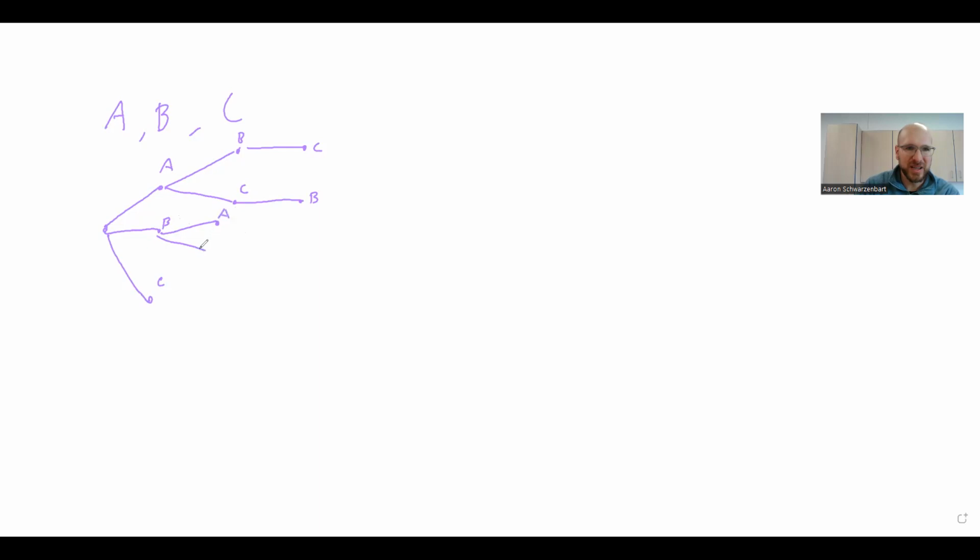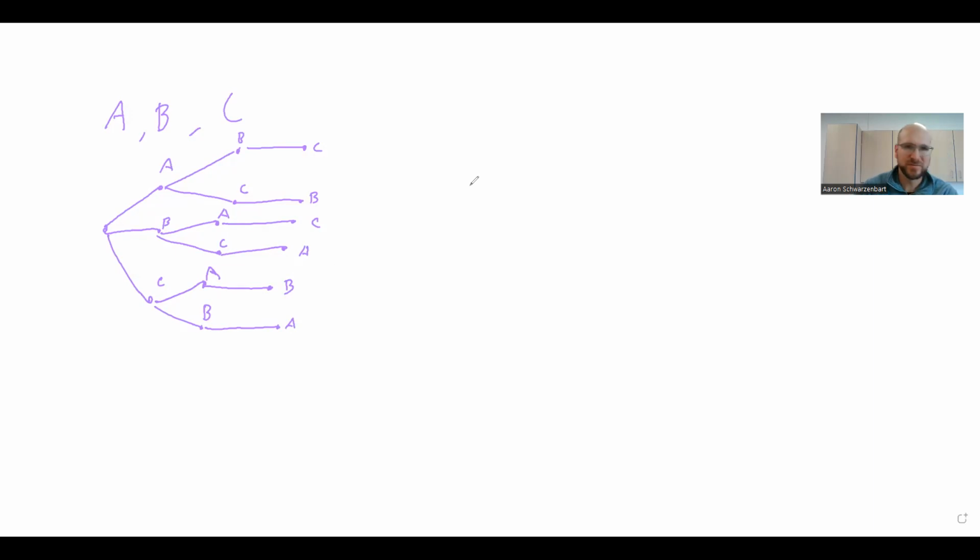If B happens first, A or C has to happen next, and then vice versa. So if B, A, then I'm looking at ending with C, or B, C, I'm ending with A. If C happens first, I'm going A or B. And then C, A, B, C, B, A. This is 6 different ways.